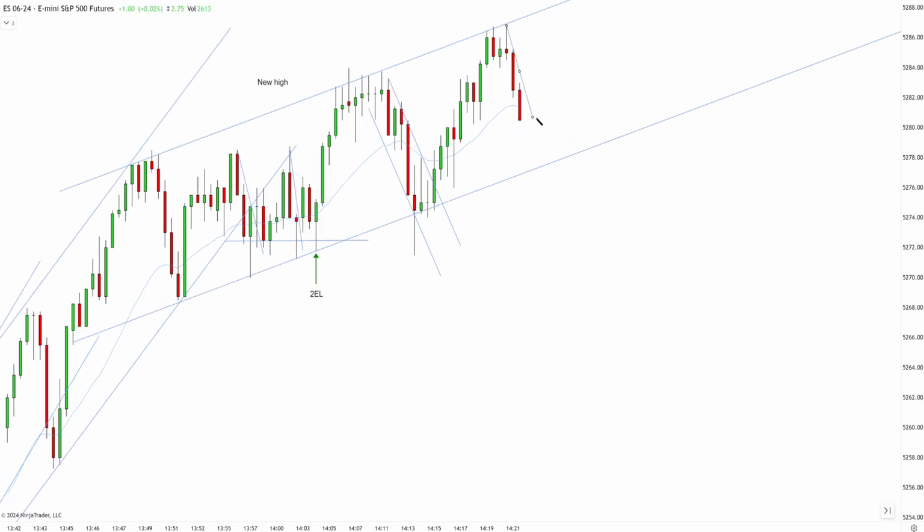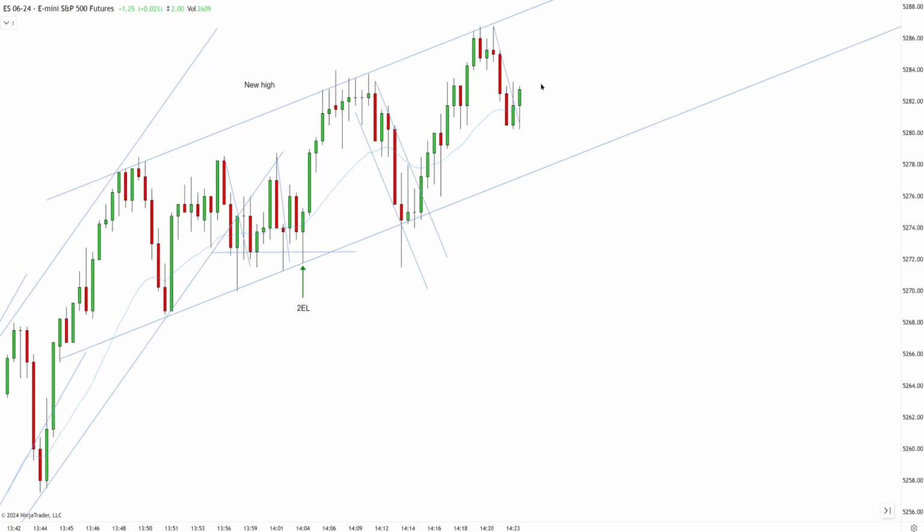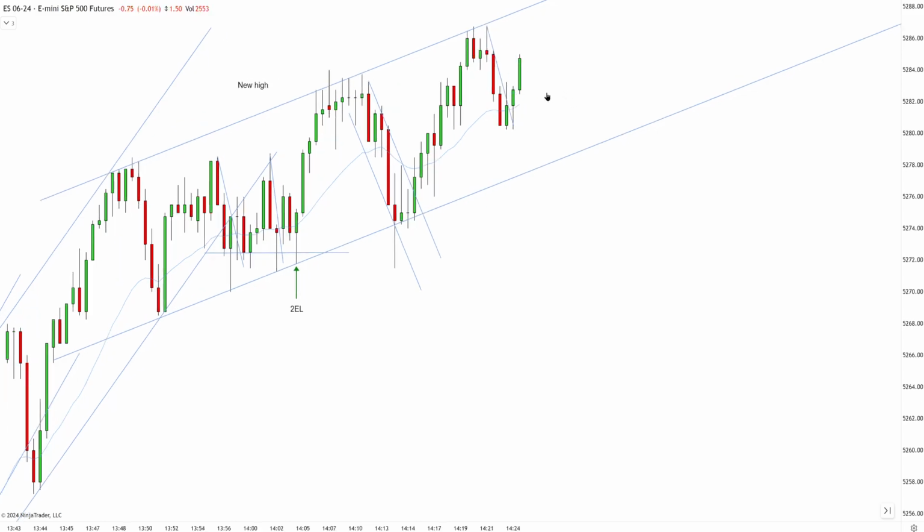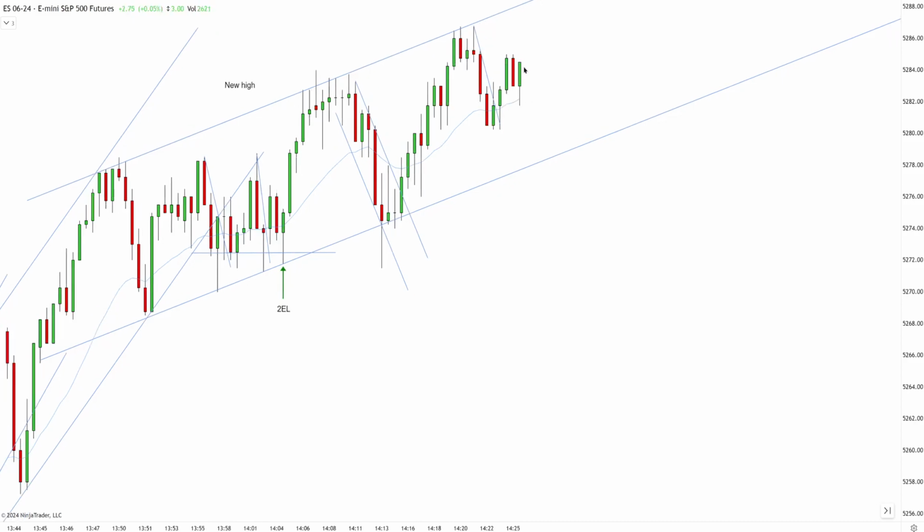Micro double top can reset. What am I thinking about? Second entry long at the EMA, new high, first entry long, no break below, so the first entry long is still in effect. And now we have a second entry long off the EMA. Great tier 1 single bar. This is a great setup. Okay, second entry long.